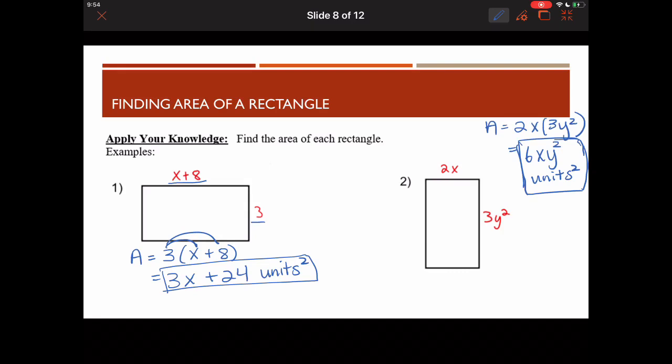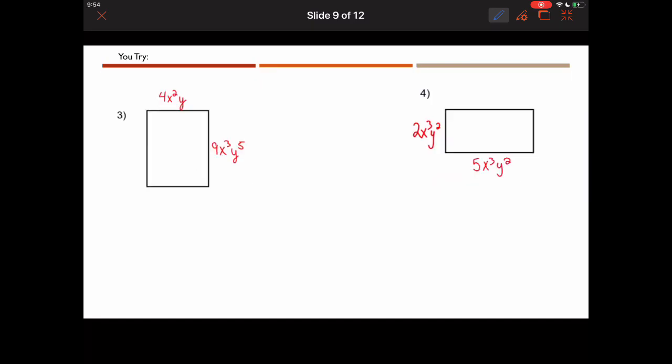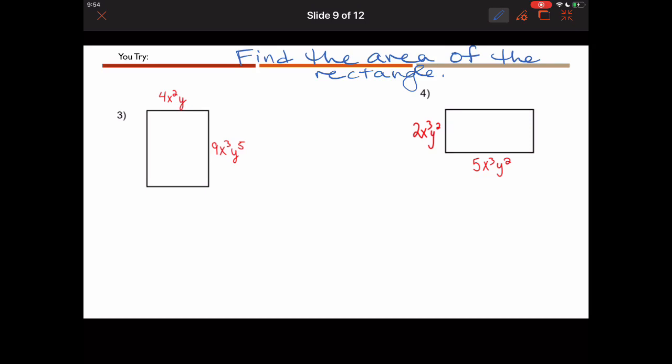All right. So now here's a couple you try problems. Pause the video, and we want you to find the area of the rectangle. All right, so pause the video, find the area of the rectangle, and then when you unpause, you can check your answers.